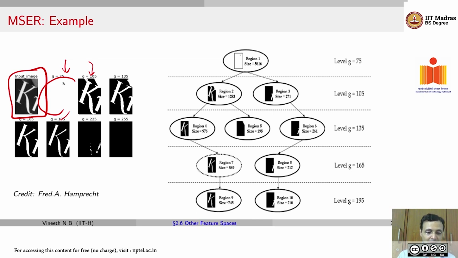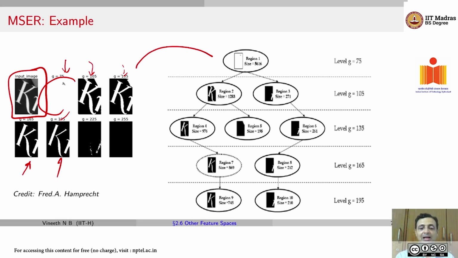And you can see that at 135, there are a few changes, but not much. At 165, very minor changes, not much again. At 195, almost no change. At 225, things again start going to black because the threshold is very high.